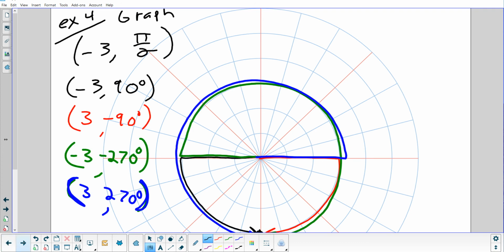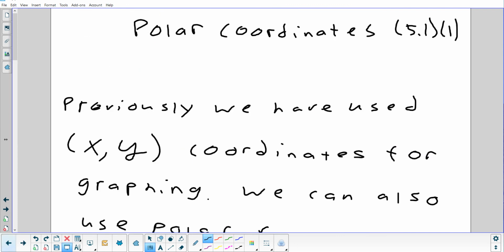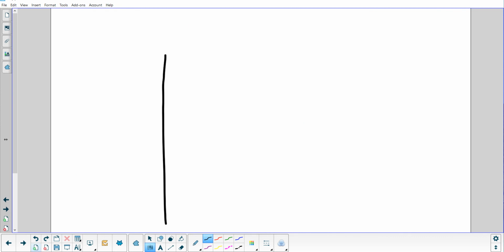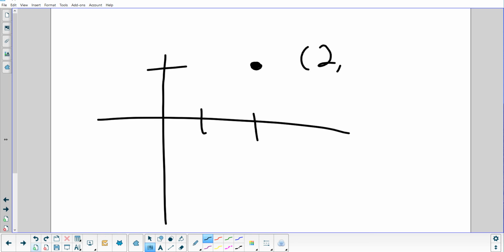Now, let's look at, you know what, let me just go like this. So you had something like this. And you wanted to know the coordinates of that point. How many different ways can you write the coordinates of that exact point right there? Yep, one. Just one way. When you're talking about points in rectangular, there is only one possible way you can write the coordinate and have it be correct.